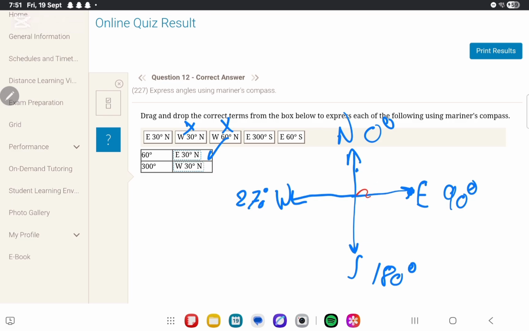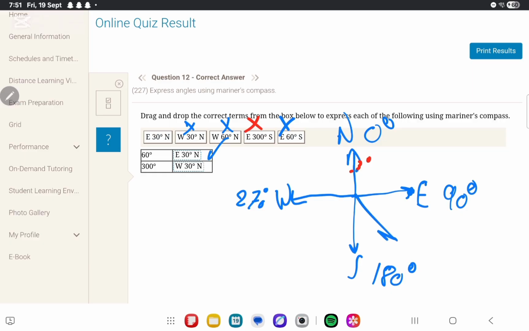It's going to be 30 degrees from the north, right? Because look, 90, 180, 270. 270 plus 30 gives me 300. No, my vector was 60 degrees, so this is wrong. It's the other way around. So this is why this is incorrect. East 60 degrees south, I don't even need to explain this is wrong.